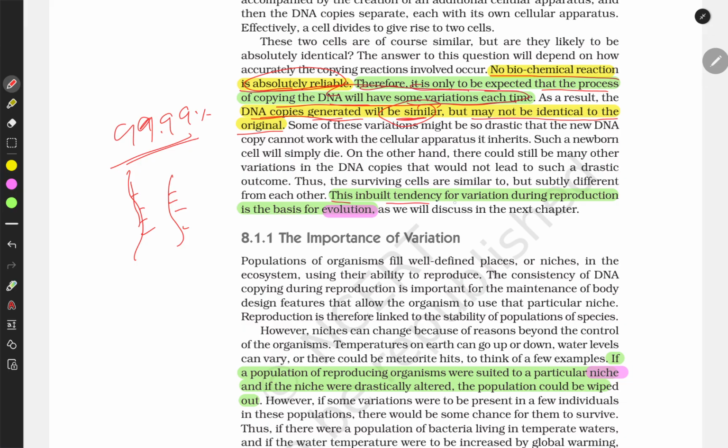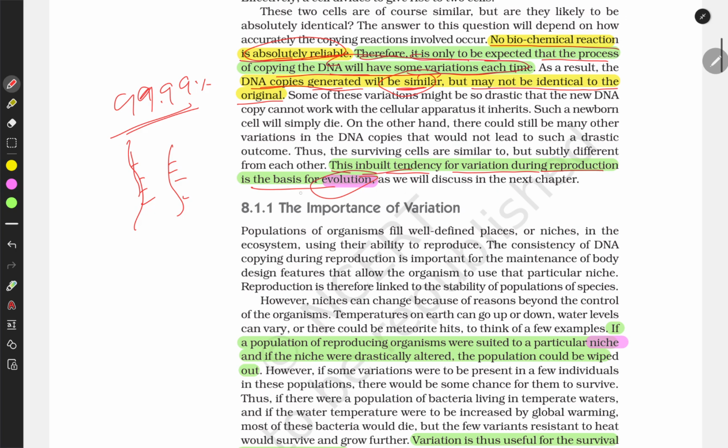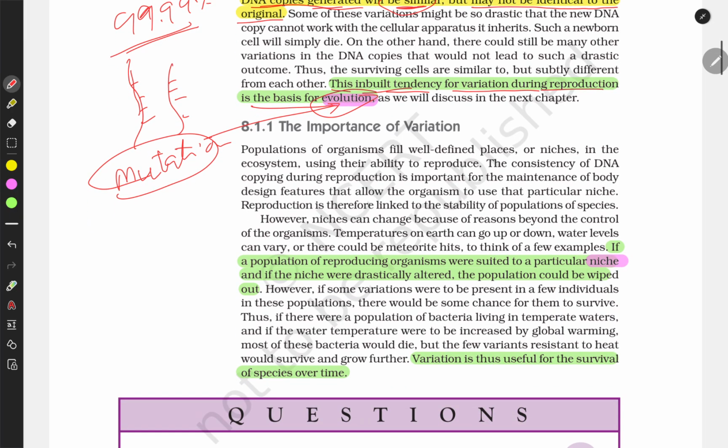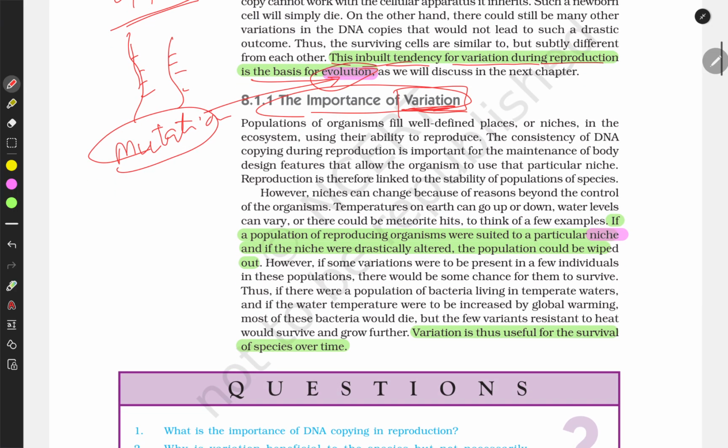This inbuilt tendency for variation during reproduction is the basis of evolution. Mutation is responsible for evolution. Why is this mutation important, why is this variance important? If a population of reproducing organisms were suited to a particular niche, and if the niche were drastically altered, the population could be wiped out.